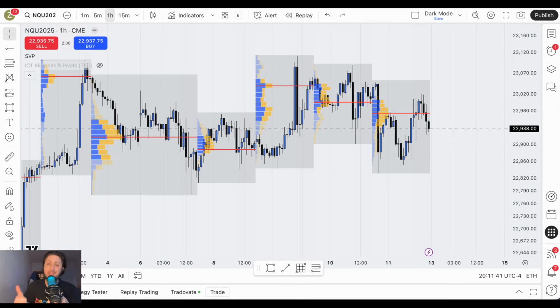Number one, they help dictate my directional bias, which is extremely important. Number two, they just give me high probability levels to be trading off of, and we all need those. We need those key levels, right?